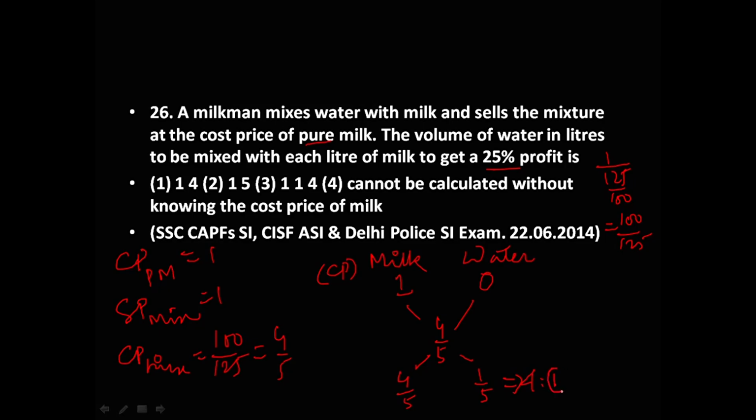1 is the amount of water in 5. So the answer will be 1 by 5. Actually, these options are 1 by 4, 1 by 5, and 1 and 1 by 4. Clear? It's 1 by 5. So water was 1/5 in the mixture. Clear? Moving to the next one. If you have any problem, you can ask me.